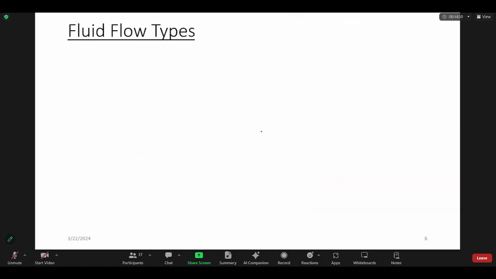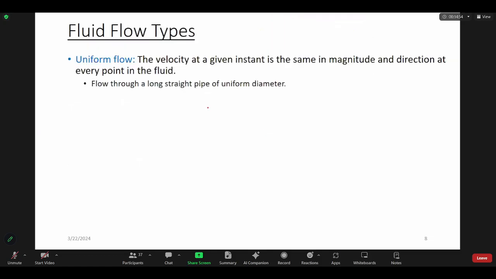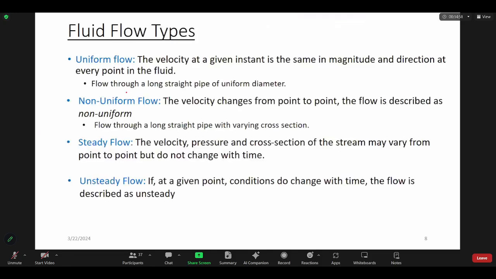There are four types of fluid flow we can identify. The first one is uniform flow. The second one is non-uniform flow. The third is steady flow, and the fourth is unsteady flow. There are four types.